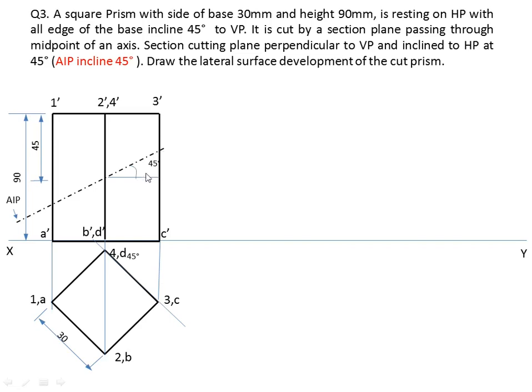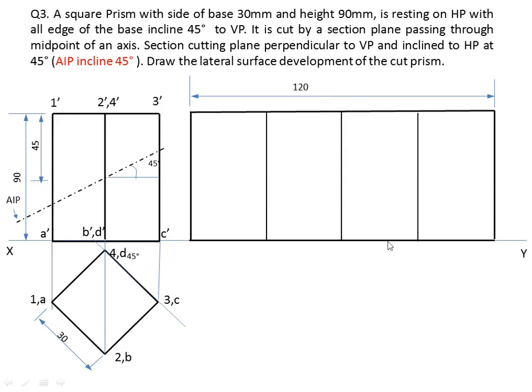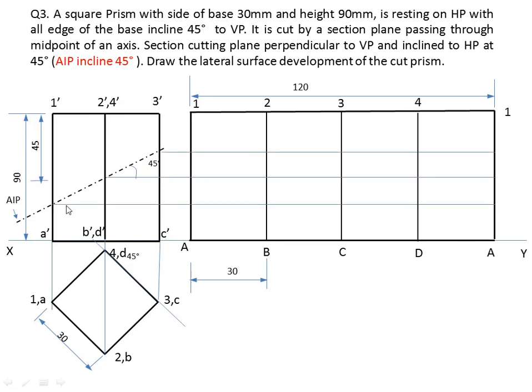Now draw the 45 degree angle auxiliary plane. Now next draw the lateral surface development of this square prism. Its side is 30 mm, so its length is 30 into 4. Then divide this rectangle into 4 parts. Now give the naming 1A, 2B, 3C, 4D and again 1A. Now here the auxiliary plane is cutting here, so transfer the projection. So draw horizontal lines where the auxiliary plane cuts the edges.